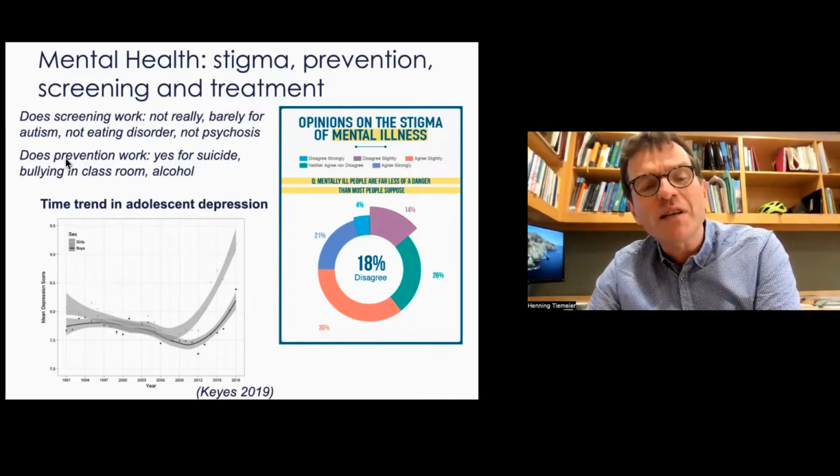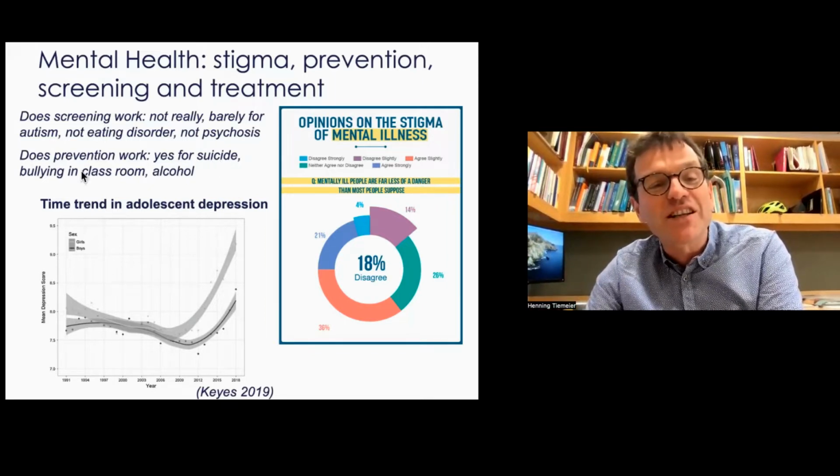What we do somewhat better is prevention. So rather than finding the early onset very well, we can prevent it on a more broad level. We've been quite successful in preventing suicide from very simple measures, in sort of having safer balconies or whatever. And bullying in classroom is a big success. Very good programs exist to prevent bullying in classrooms. So, you know, that's something a school should really do. And the same goes for alcohol.